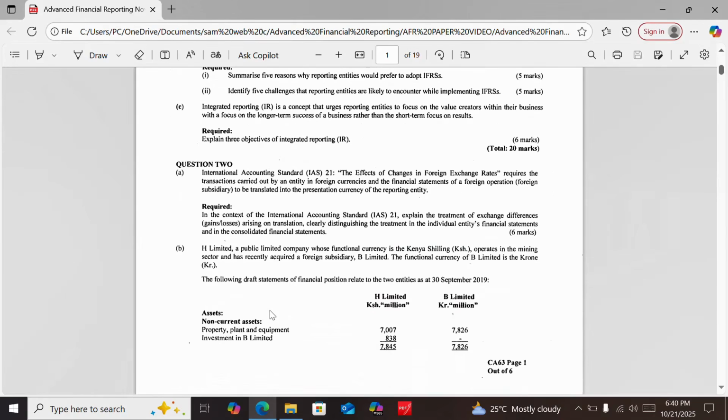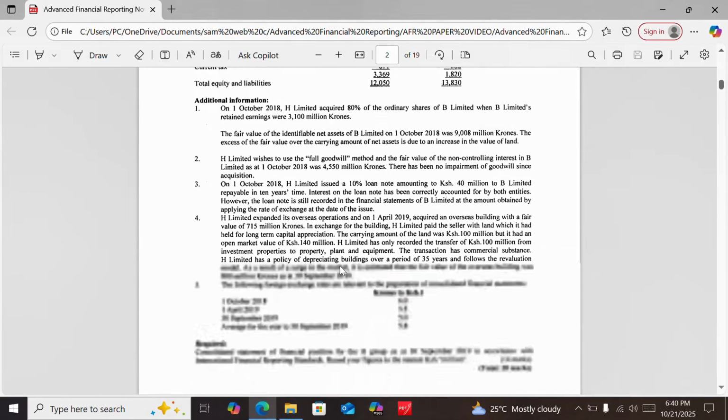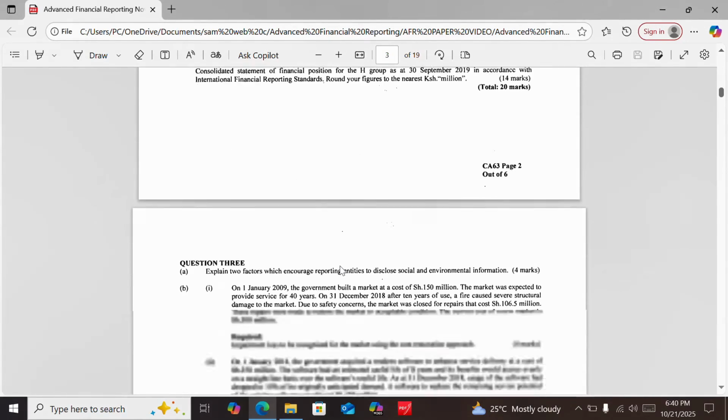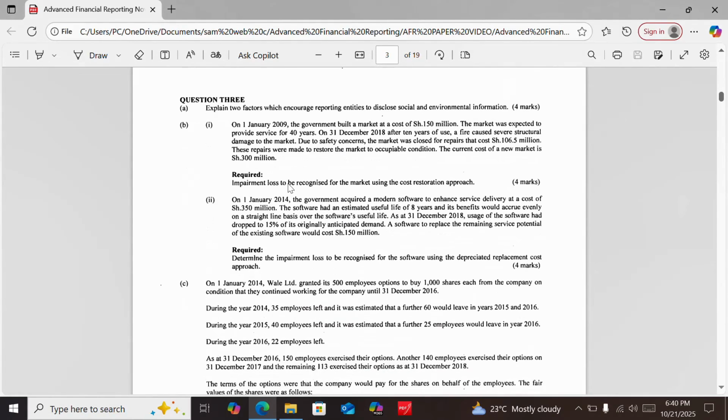Question 2, Part A was also a theoretical question. Required, in the context of the International Accounting Standard IAS 21, explain the treatment of exchange differences, gains and losses arising on translation, clearly distinguishing the treatment in individual entities' financial statements and in the consolidated financial statements. Part B was a question on group accounting, especially the foreign group. Then question 3, part A was a theoretical question, part B required impairment losses, how to calculate them.